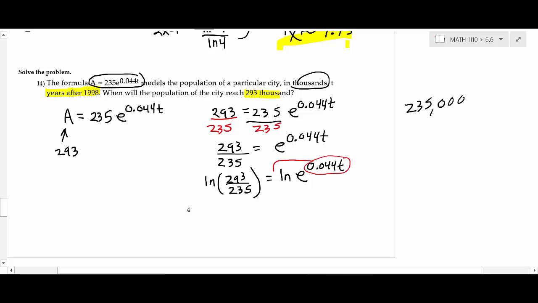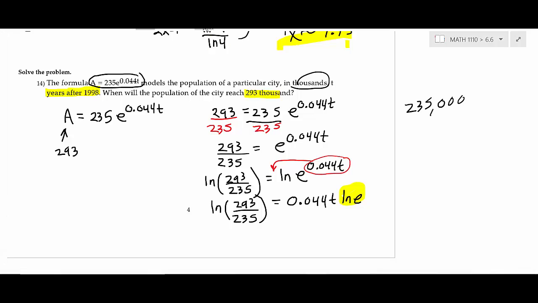Then it's the same idea over and over again. This comes down in front. That's the property of logs we learned tonight. So that would be ln 293 over 235 equal to 0.044t, and then ln of e. What's ln of e? 1. You want to get that down to a point where you don't overlook that. I see students overlook that all the time on these problems. ln of e is equal to 1.